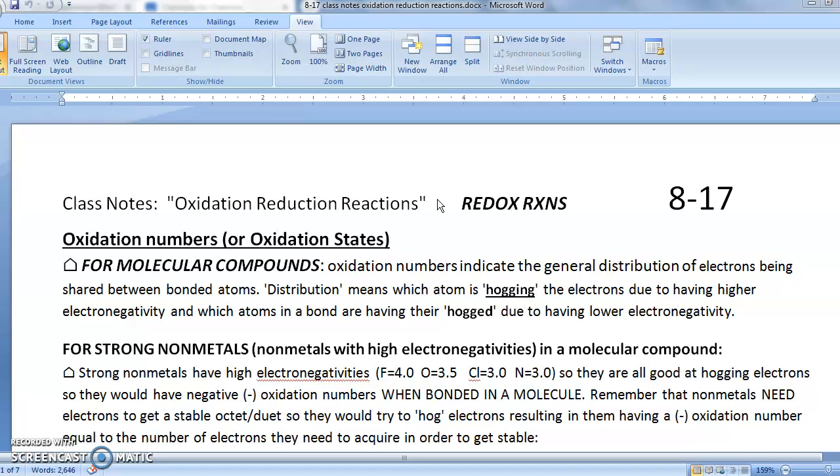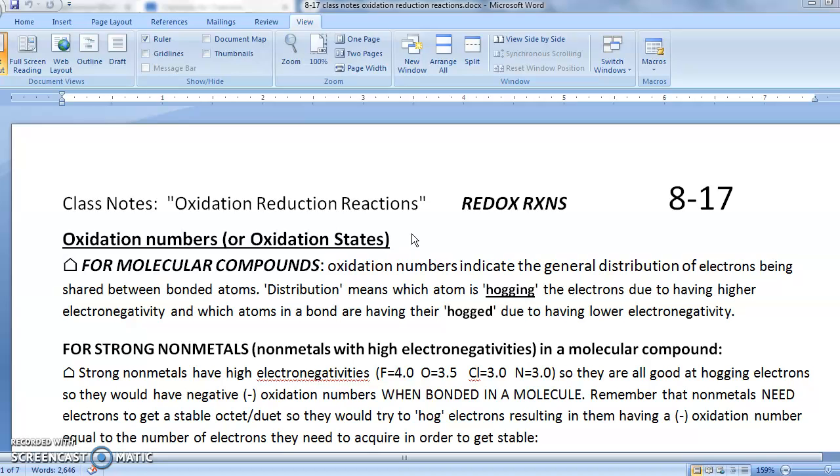To really take a look at who is controlling the electrons in a chemical reaction, they've created a number called an oxidation number, also called an oxidation state. So we'll start off our discussion introducing the idea of oxidation numbers, again, also called oxidation states.